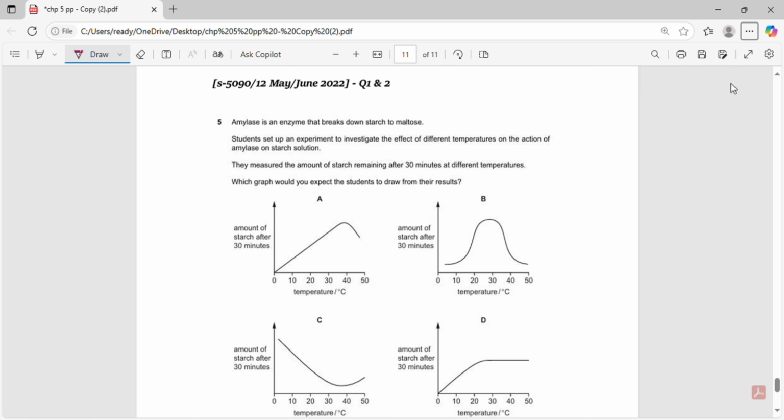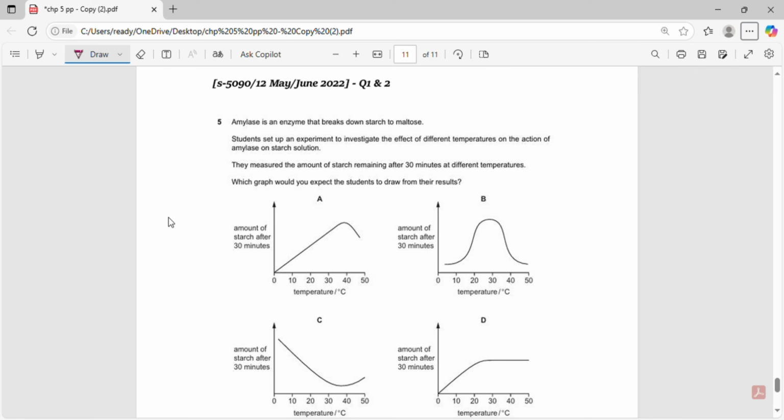Alright, so we know that amylase is an enzyme that breaks down starch into maltose. In this experiment, students added amylase to a starch solution at different temperatures and waited 30 minutes. Then, they measured how much starch was still left. Now here's the key point. If the enzyme worked well, a lot of starch was broken down, so less starch remained. If it didn't work well, maybe because the temperature was too low or too high, then more starch remained.